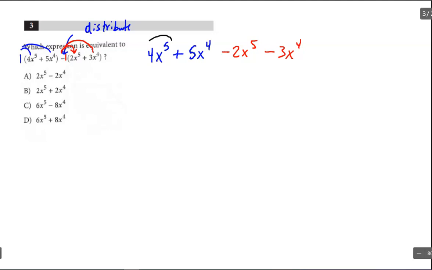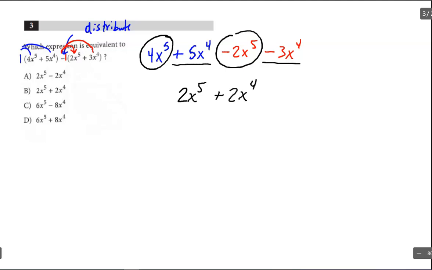And these are x to the 5ths, and I have other x to the 5ths. So a 4 and a -2 gives me 2x to the 5th. And then I have the 5x to the 4th and a -3x to the 4th. That's a +2x to the 4th. These are not like terms, so I am finished. Correct answer there is B.